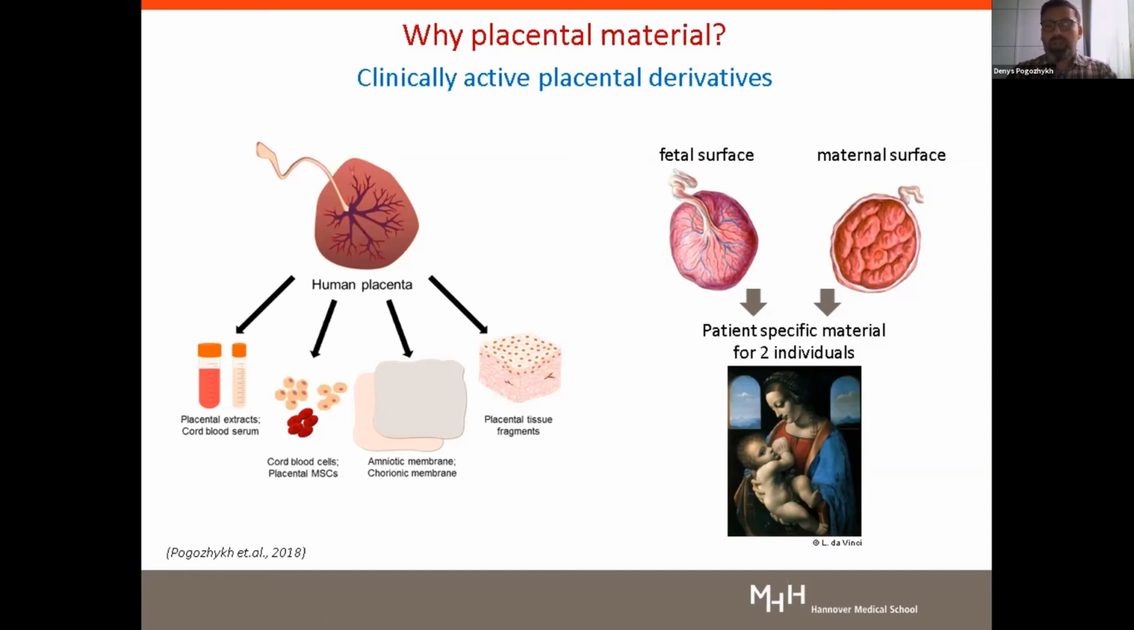A very important and unique property of this temporary organ is that it contains fetal and maternal surfaces, which provide patient-specific material for two individuals. The fetal surface has cells which belong to the fetus, and the maternal surface consequently to the mother. So from this source we have two patient-specific materials.